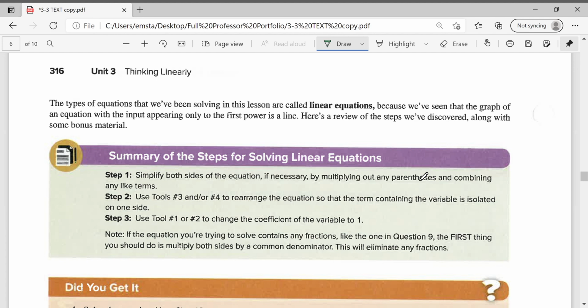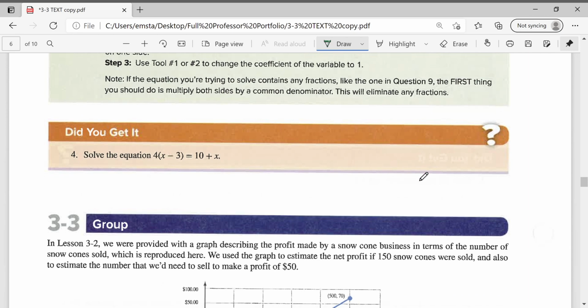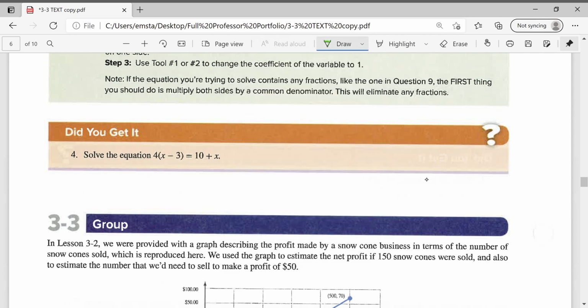Step 1 is do any kind of simplifying you can do. If you've got parentheses, distribute and combine like terms. Step 2 is add and subtract to get your variables on one side, your numbers on the other. Step 3 is your division step, and that's when you know you're done. So let's try to work this example here. They don't give me a whole lot of room, but we'll work it out our best we can. This is a longer equation, but I think it's good for you to see an example of how to do it.